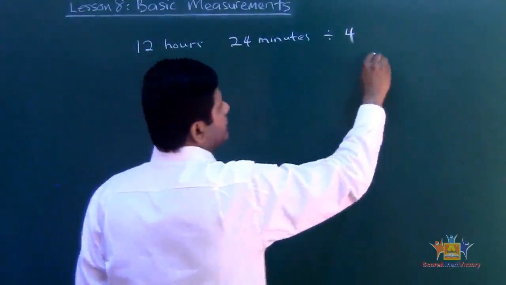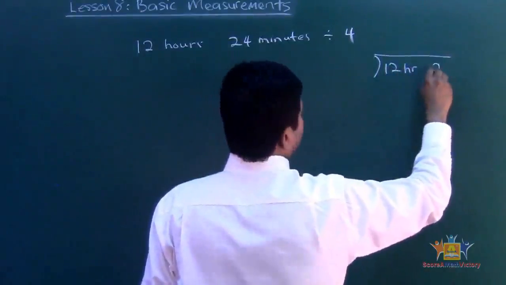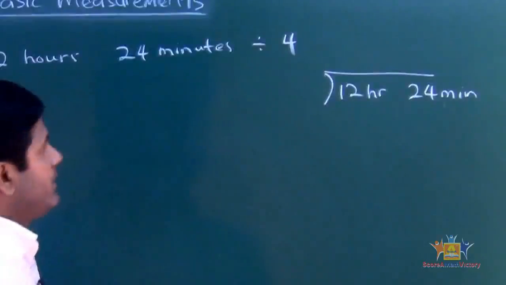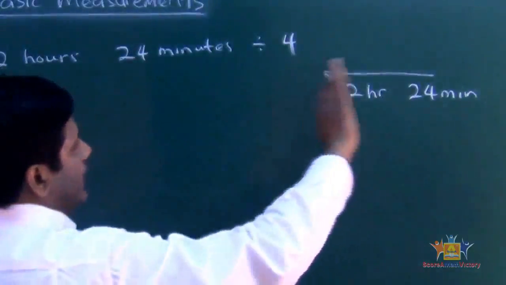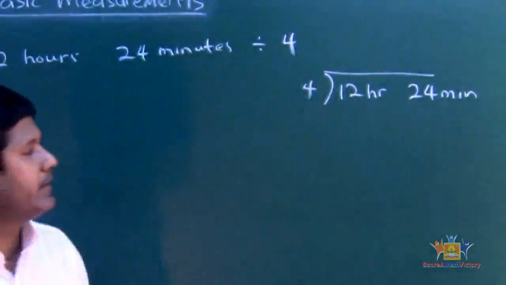So we're going to use the cage approach. We put 12 hours and then 24 minutes. We can just put the abbreviation of hours and minutes. The 4 is kind of out, so I'm going to put it outside the cage. The 12 hours and 24 minutes go inside the cage.